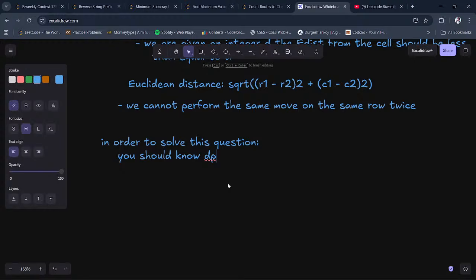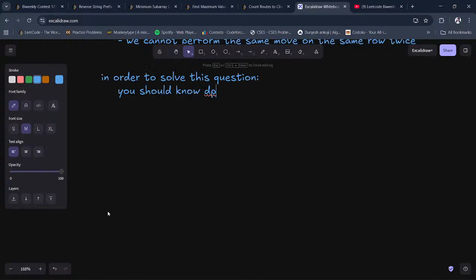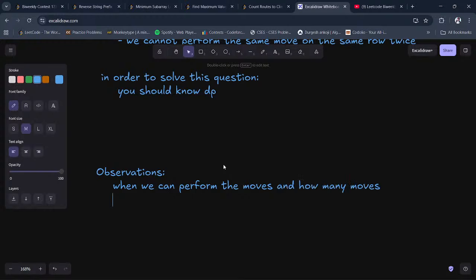We'll try to observe some things, because a very important thing is that we need to be good at observation skills. Observations: when we can perform the moves, and how many moves. This makes sense.